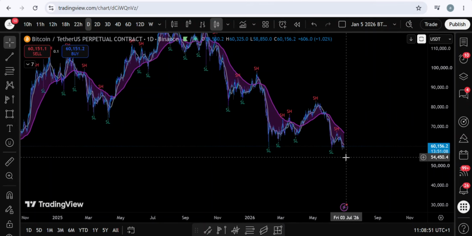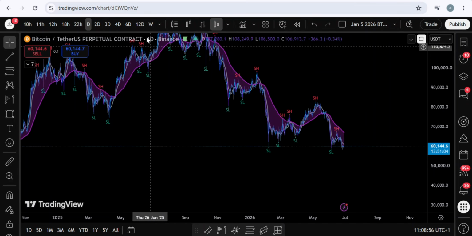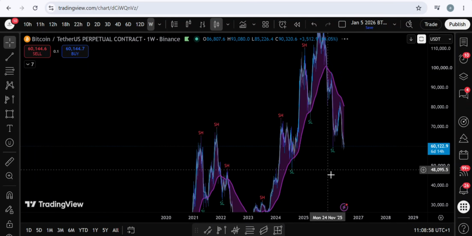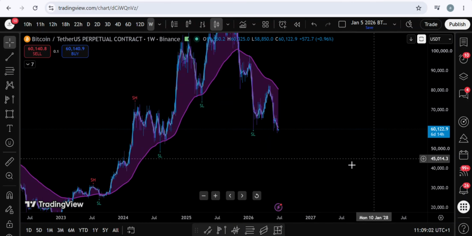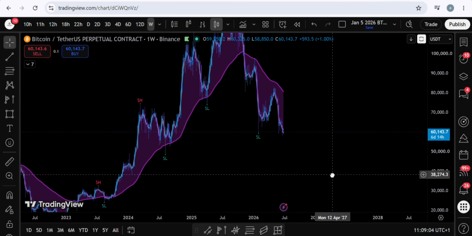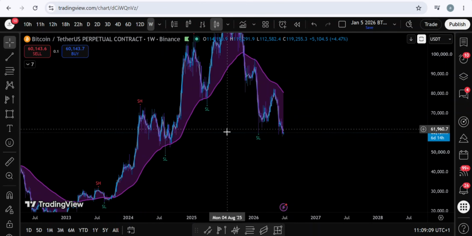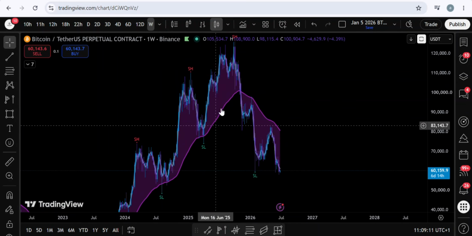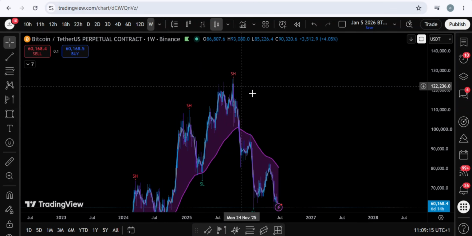If we go over to the weekly, we don't even have anything, and the weekly is a very good signal. So you can see we had a swing low here, massive push up, swing low here, massive push up, all-time high, swing high, short. We don't have that here.